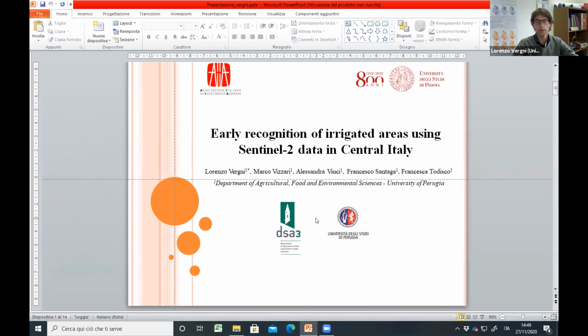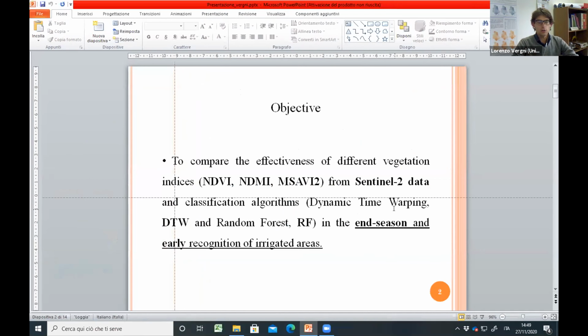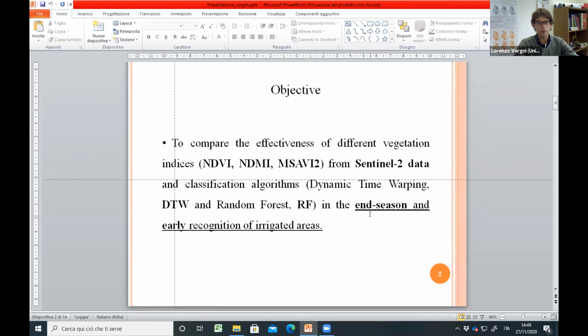Yeah, okay. My presentation is about the possibility to have an early recognition of irrigated areas using Sentinel-2 data in central Italy. Briefly, the main objectives were to compare the effectiveness of different vegetation indexes from Sentinel-2 data, and also to compare different classification algorithms. The classification was done both at the end of the season, when all the information is available, and also during the irrigation season to attempt an early classification of irrigated areas.